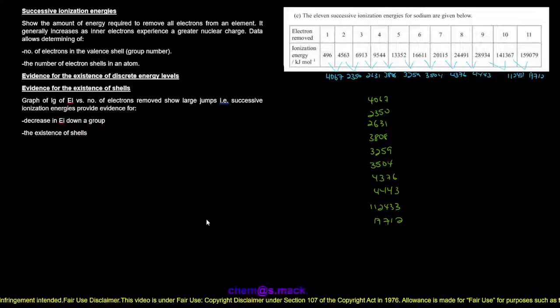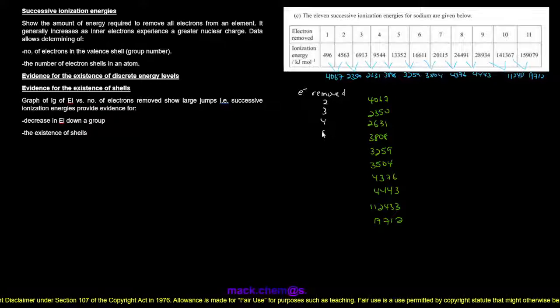So what I have done is calculate the jumps in ionization energies, and I've taken the liberty to write out what would be the jump in the ionization energy. I'm just going to write here on the left the electron which is being removed. So we have the second, third, fourth, fifth, sixth, seventh, eighth, ninth, 10th, and this would be our 11th electron. We're going to look at our data here, and I'm going to not look at the ionization energies for our 10th and 11th electrons.